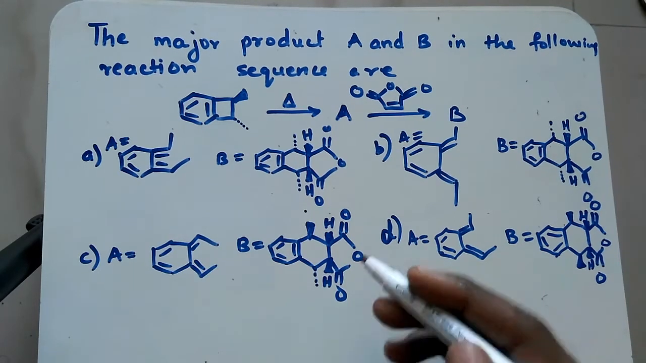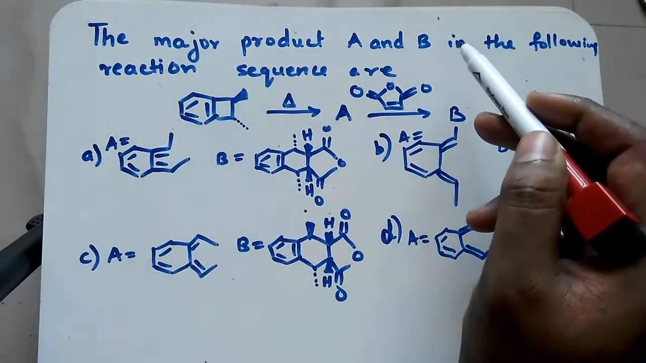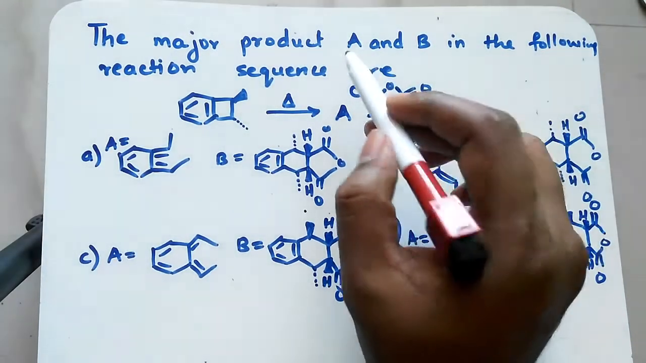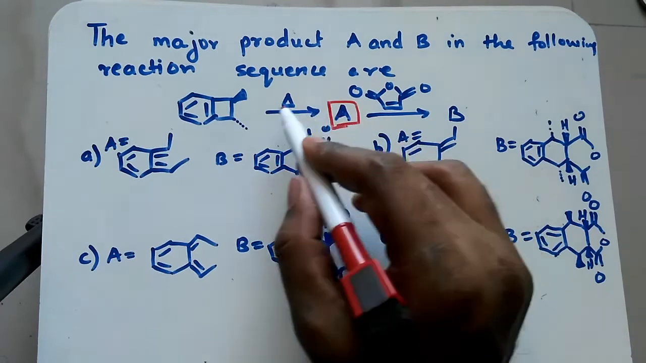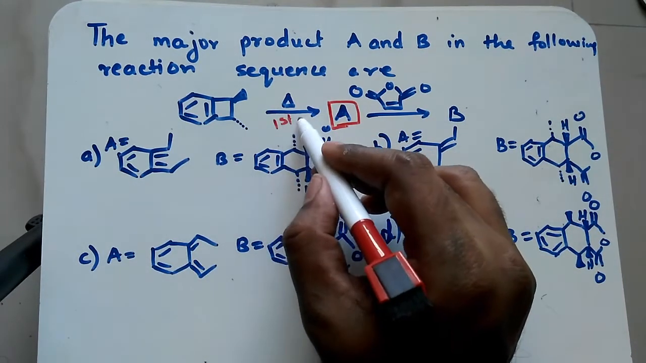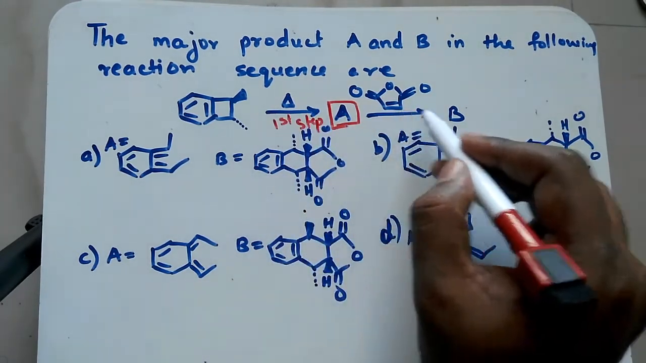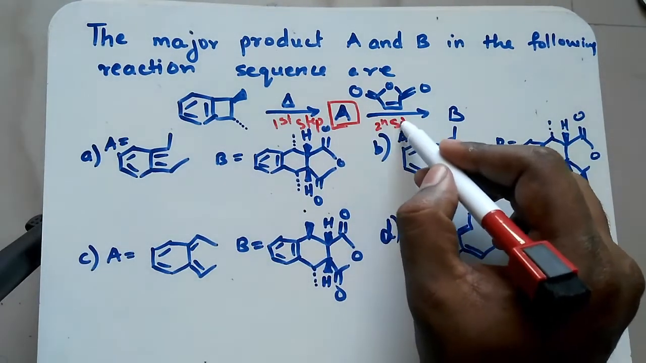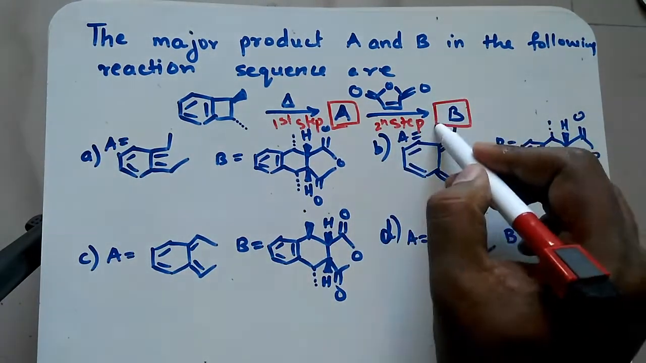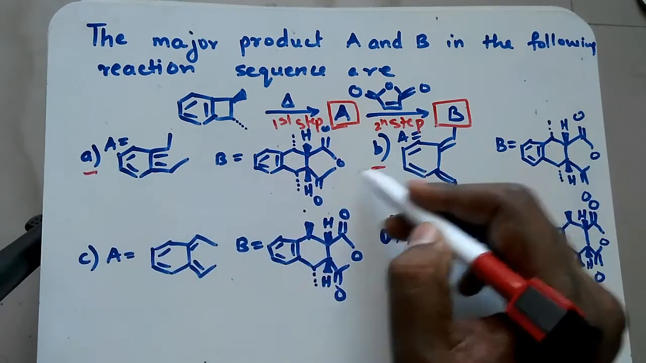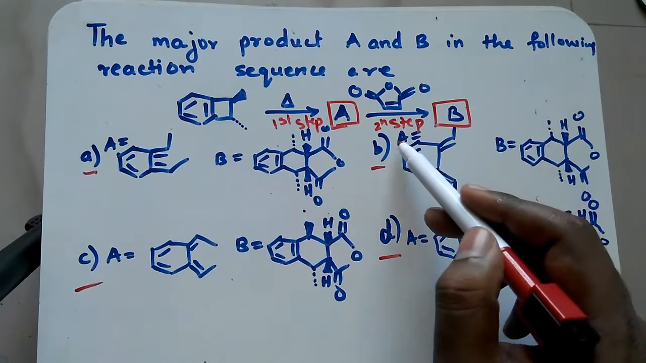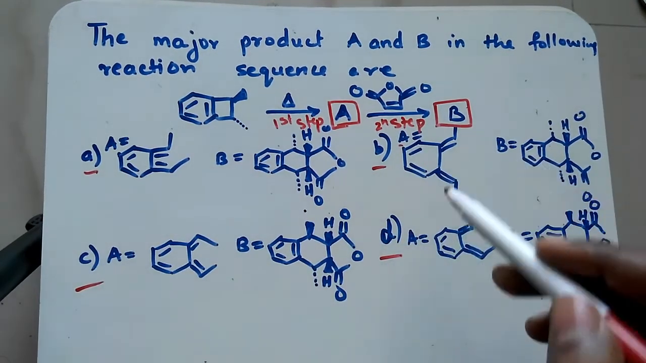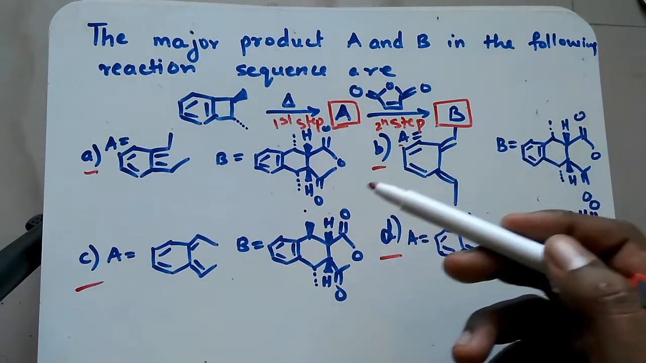Hello friends, in this video we will solve this question. It's from the NET exam. We have to identify what the product A is in the first step, and then we have a second step, and what will be the product B. We have options A, B, C and D, and various products are given in the form of A, B. So we will check which is the correct option.